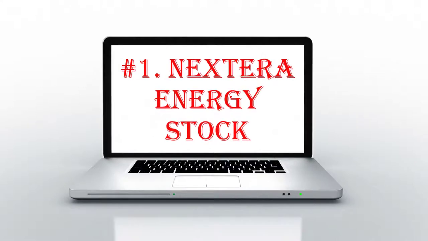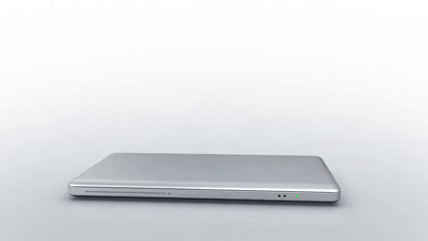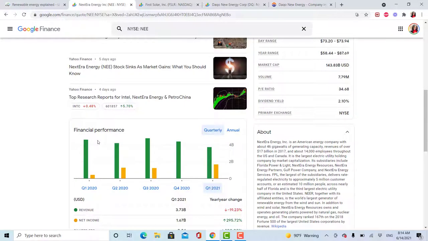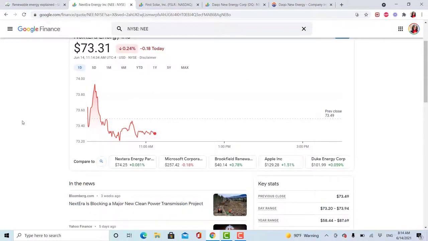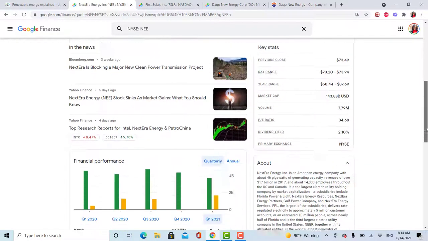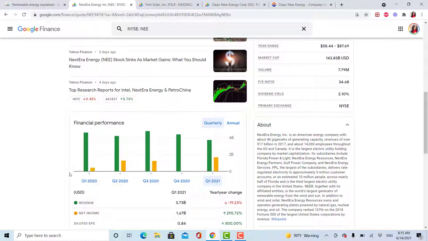Number one, NextEra Energy. What is NextEra Energy stock? It's an American energy company with about 46 gigawatts of generating capacity, revenues of over $17 billion in 2017, and about 14,000 employees throughout the US and Canada. What should you know? You can buy the stock at this time for $73.31, and their financial performance, you can see the chart here.